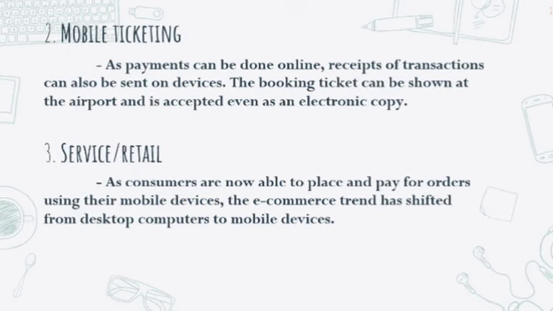Second is mobile ticketing. As payment can be done online, receipts of transactions can also be sent to devices. The booking ticket can be shown at the airport and is accepted even as an electronic copy. Third is service or retail. As consumers are now able to place and pay for orders using their mobile devices, the e-commerce trend has shifted from desktop computers to mobile devices. It also includes content purchasing such as music, movies, and images, among others.